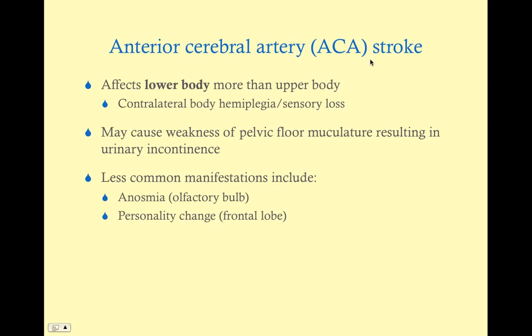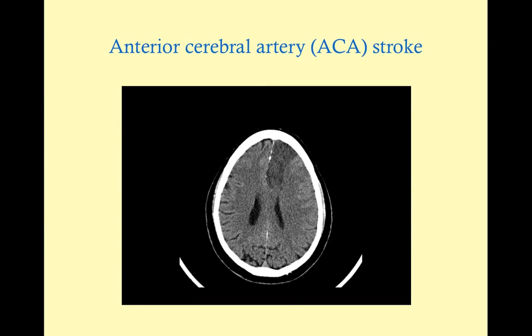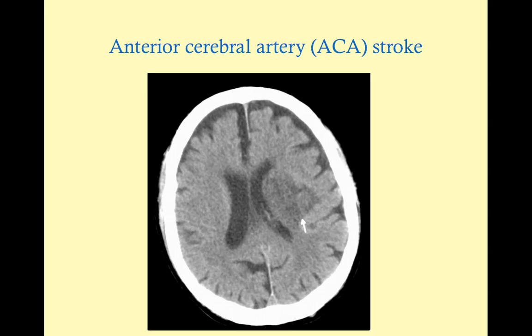But most saliently, what you're going to see in the anterior cerebral artery stroke is lower body hemiplegia and sensory loss, as opposed to the MCA stroke, where you see upper body hemiplegia and sensory loss, and also the verbal issues. So here's an ACA stroke. You can see that our area of interest is right here. Here's another one. This is more towards the midline, probably a penetrating branch of the ACA.